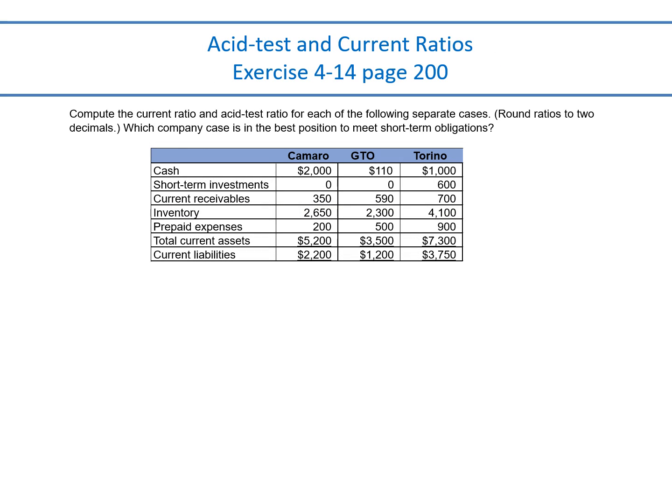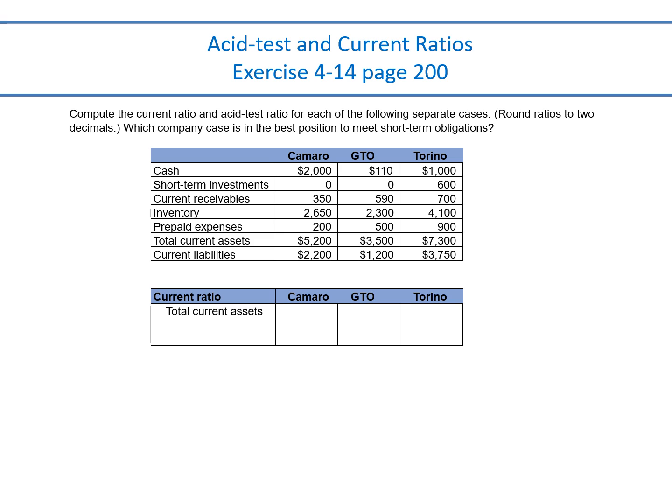All right, so acid test and current ratios. Compute the current ratio and the acid test ratio for each of the following separate cases. And then which company is in the best position to meet short-term obligations. All right, so we said that the current ratio is current assets divided by current liabilities. So current assets divided by current liabilities for Camaro Company. Current assets are cash, short-term investments, current receivables, prepaid and inventory, so a total of $5,200.